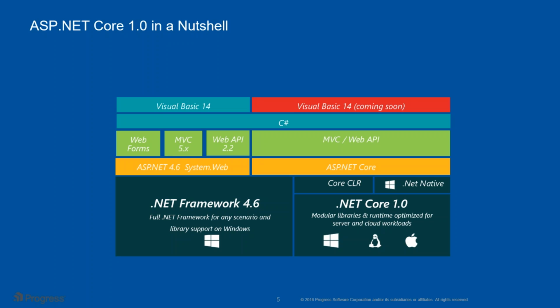There's a full-fledged .NET framework, the latest version being 4.6.1, and it's the full .NET framework for any scenario and library support on Windows. Meaning, if you're a Windows guy, you want to run only on Windows, yeah, this is what you need. You need the full framework, the .NET framework 4.6, right? Now, what Microsoft did was it created another version of the framework called .NET Core 1.0.